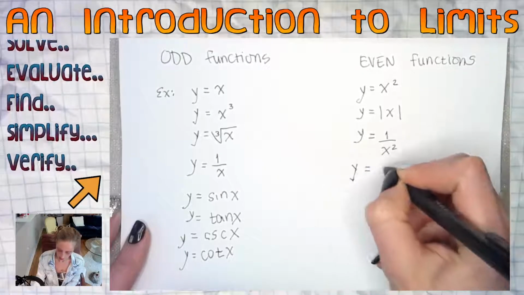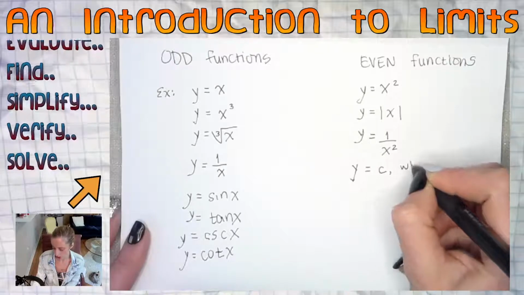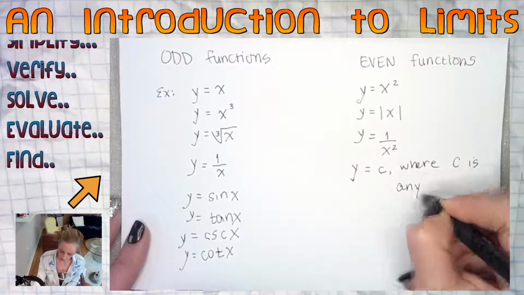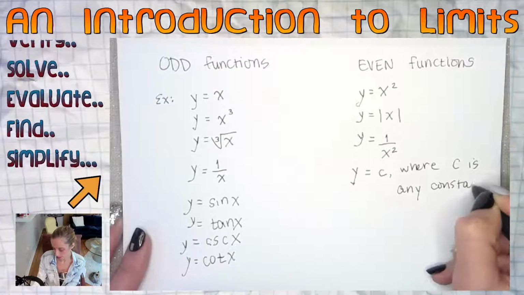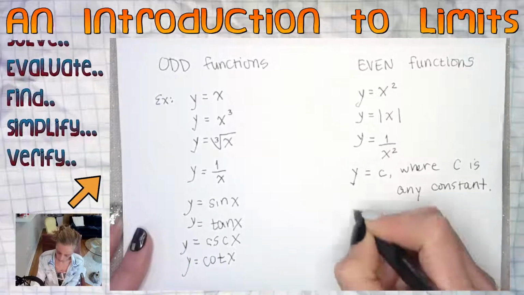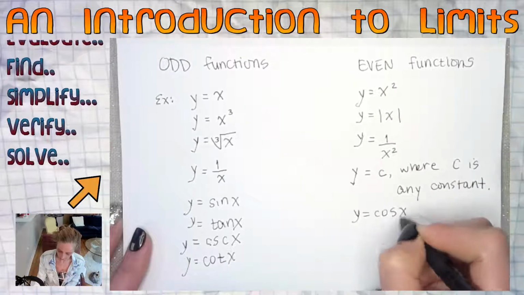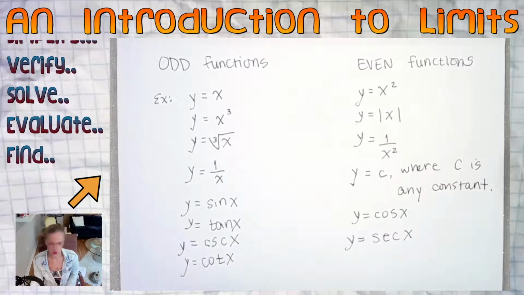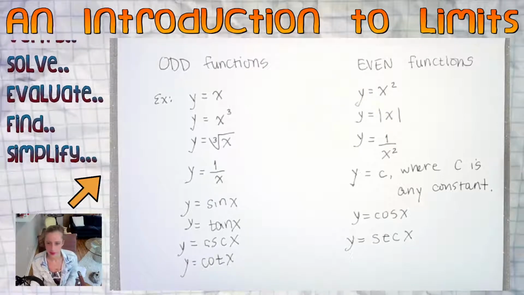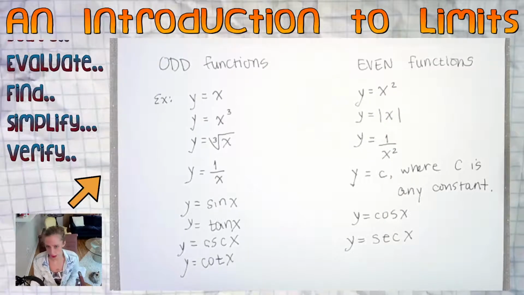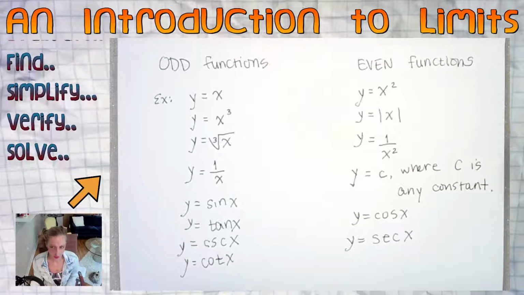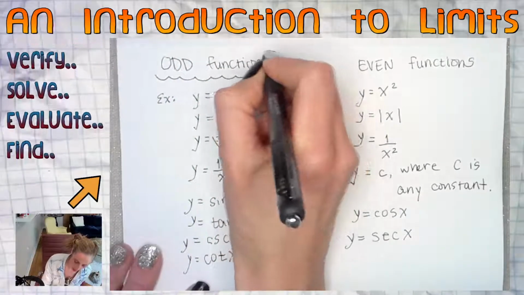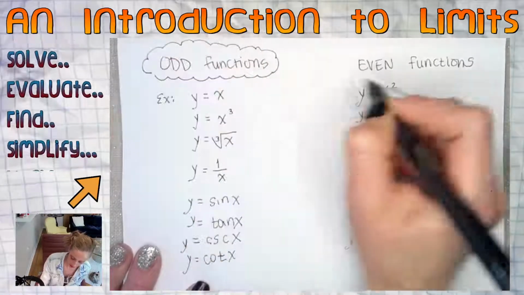y equals c, where c is any constant. Y equals cosine x, and y equals secant x. Those are the ones I'm just thinking of off the top of my head. Now, I know you might not remember all of those graphs, but if you remember some of them, does anybody think they can explain what the odds all have in common and what the evens all have in common?